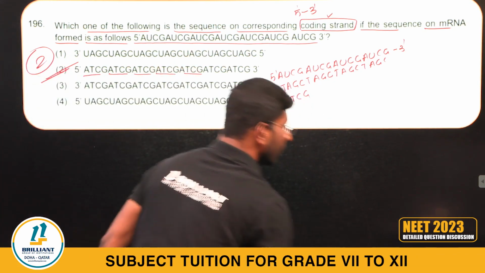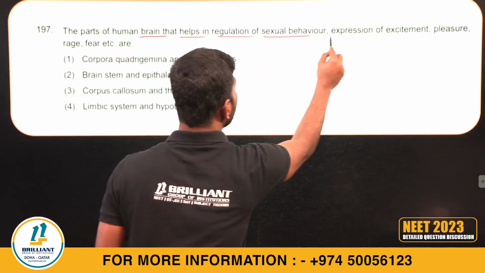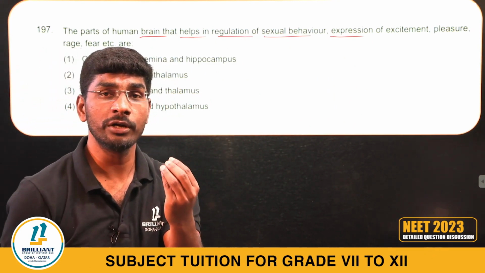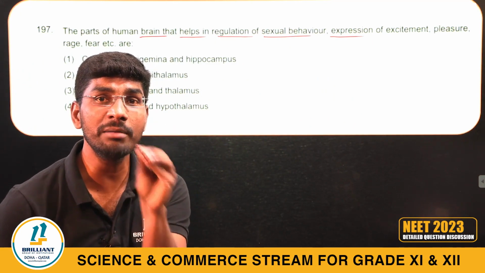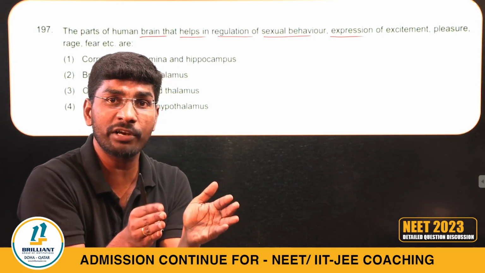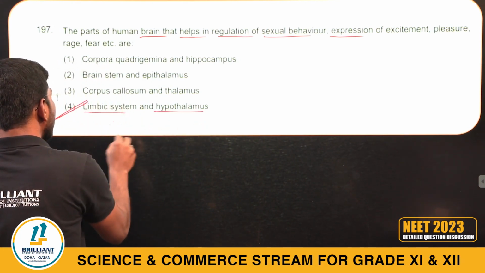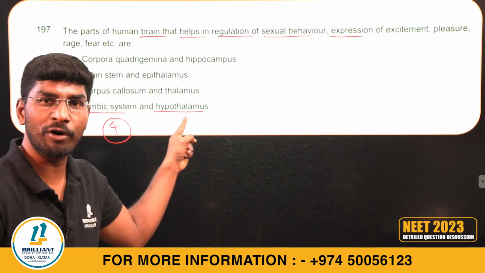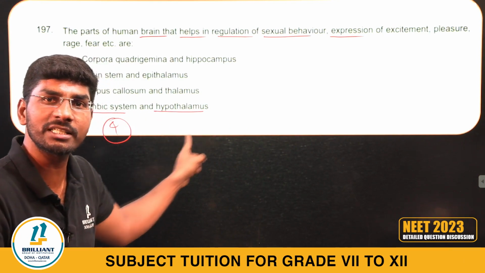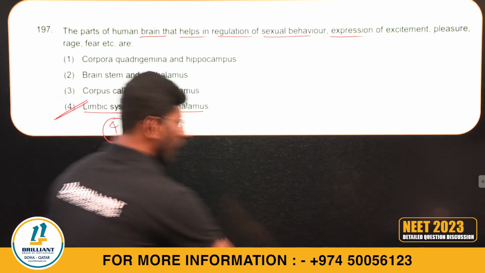Then question number 197. The part of the human brain that helps in the regulation of sexual behavior, expression of excitement and also pressure. I told you this in the neural coordination chapter. In the brain, the limbic system plus the hypothalamus control sexual behavior in human beings. The limbic system is made up of amygdala plus hippocampus. Two parts fused together are called the limbic system, and the hypothalamus can maintain this behavior. So the answer will be option 4.